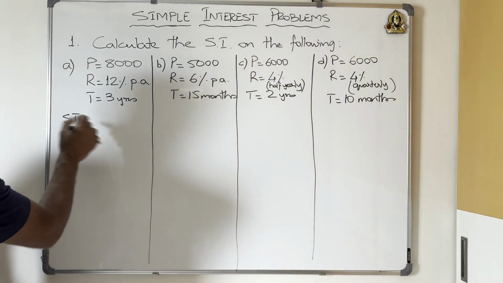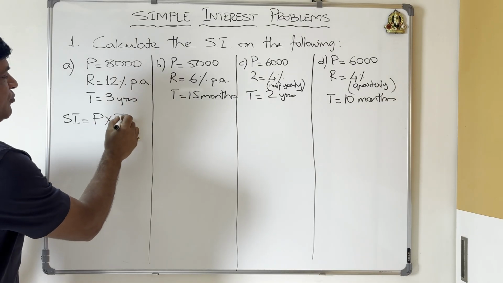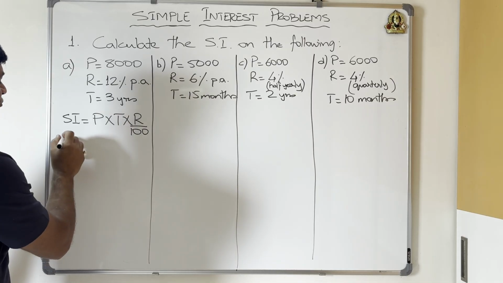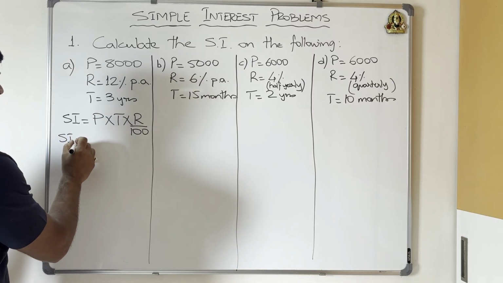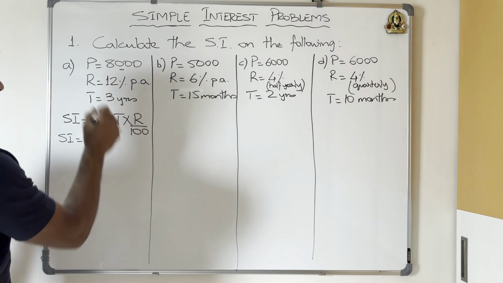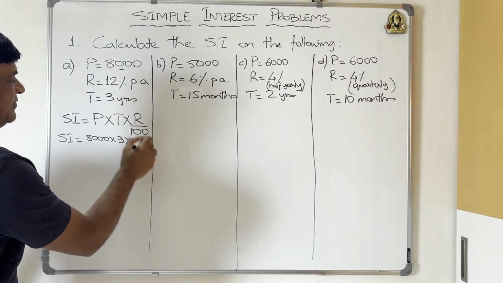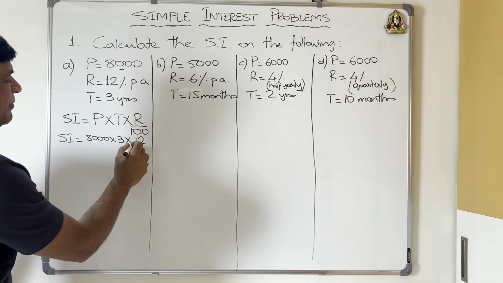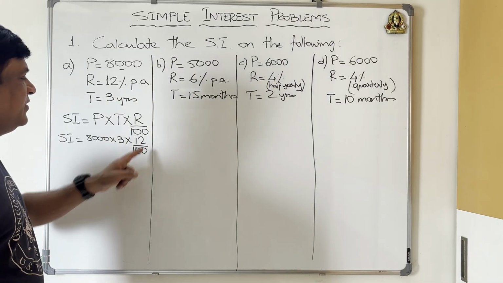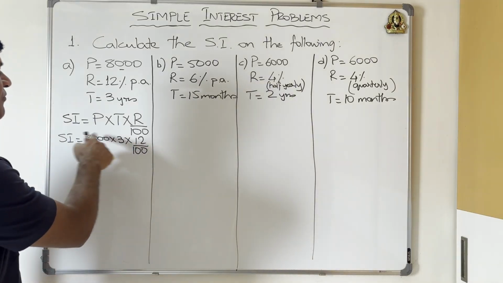Okay. So now how do I calculate the simple interest? We know that simple interest is nothing but principal into time into rate divided by 100, right? So you plug the values over here. SI is equal to your principal is 8,000, your time is 3 years, and your rate is 12%. Since it is 12%, I'm dividing by 100 because percentage is always out of 100. If you want to convert that percentage into a number, you need to always divide it by 100. That's the formula which we have.